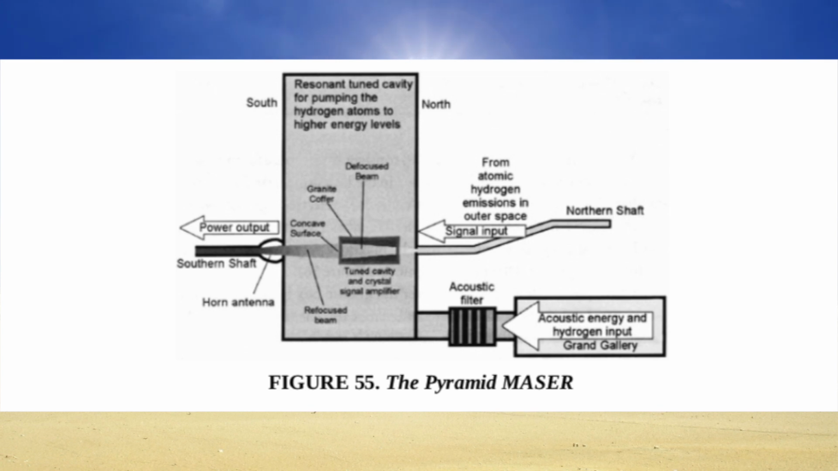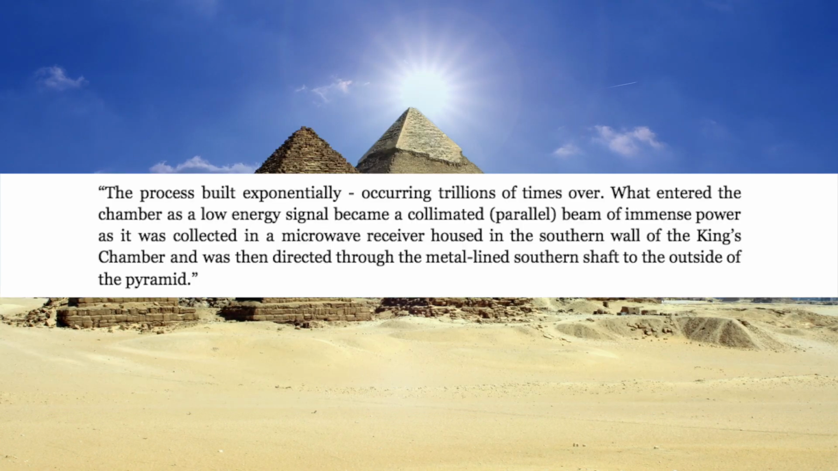The metal-lined northern shaft of the King's Chamber, bringing in as a waveguide the microwave signal needed to carry this usable energy out of the pyramid, hits an apparent crystal box amplifier. Read sarcophagus. The next bit, which is where the magic happens, I will leave to Dunn. "The process built exponentially, occurring trillions of times over. What entered the chamber as a low-energy signal became a collimated, parallel beam of immense power, as it was collected in a microwave receiver housed in the southern wall of the King's Chamber, and was then directed through the metal-lined southern shaft to the outside of the pyramid."